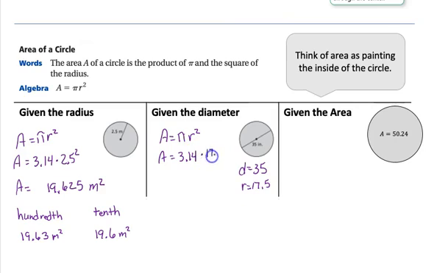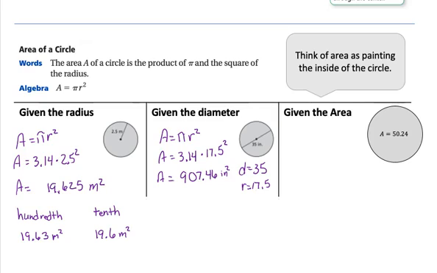So I'm going to multiply this times 17.5 raised to the power of 2. And again, I'm going to let my calculator do that work. I'm going to type it in. I'll say, okay, 3.14 times 17.5 squared is, and I come up to the 907.46, which is inches squared here.